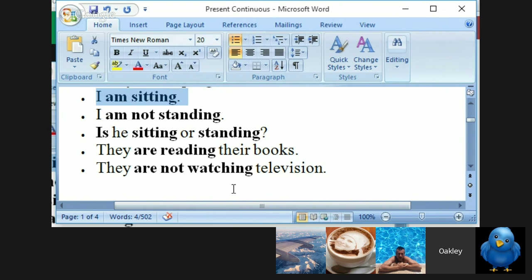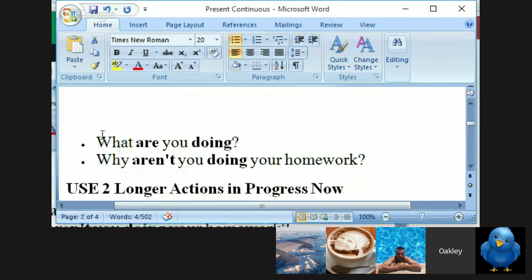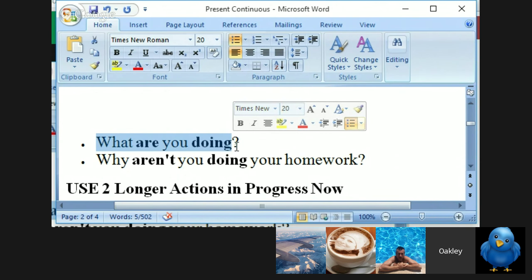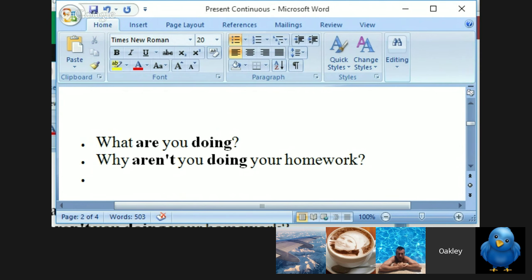They aren't watching television. Okay. Just to make sure, what are you doing? Why aren't you doing your homework? Okay. What are you doing? All right. When people say this very common question, they're actually asking, what are you doing right now? Sometimes they actually say, what are you doing right now? Are you busy right now? What are you doing? Why aren't you doing your homework? Many a mother has said that.